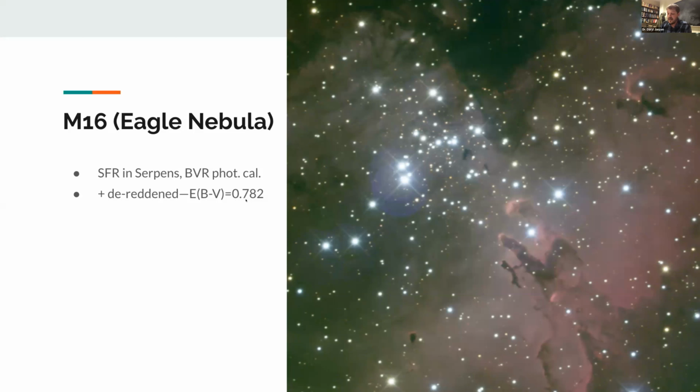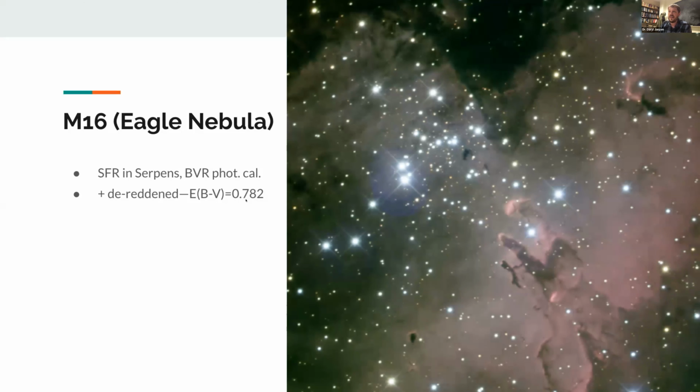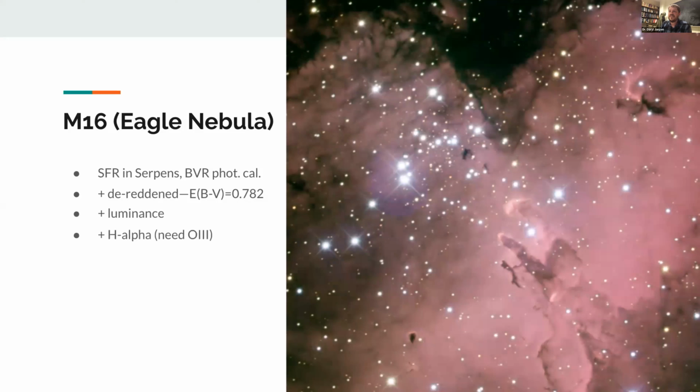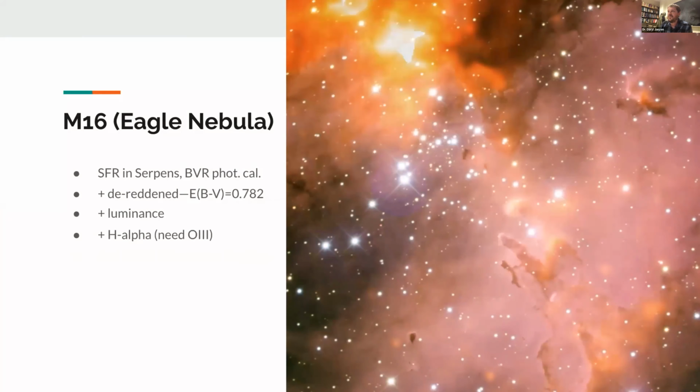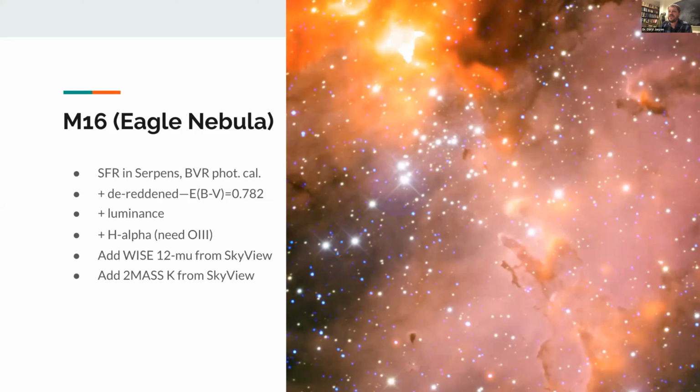So that's taking out the reddening, adding in luminance and H-alpha. I didn't get O3, adding in some Ys for thermal temperatures and 2MASS as well. And that's everything that I had prepared to show.